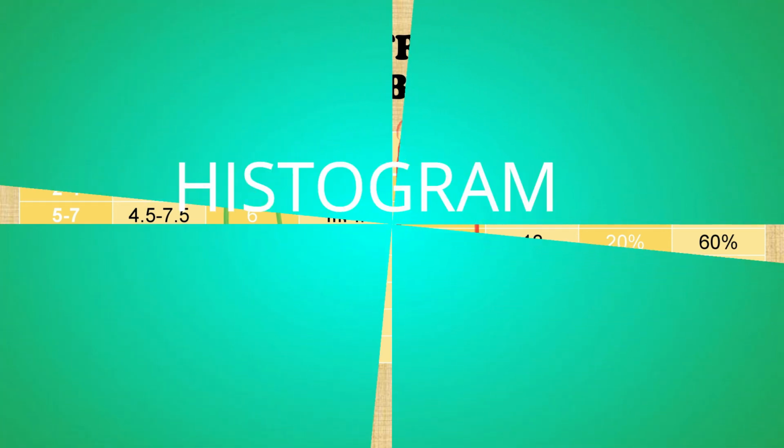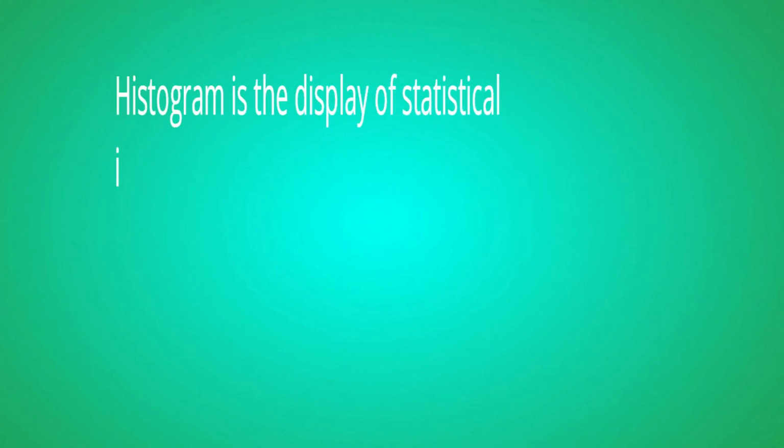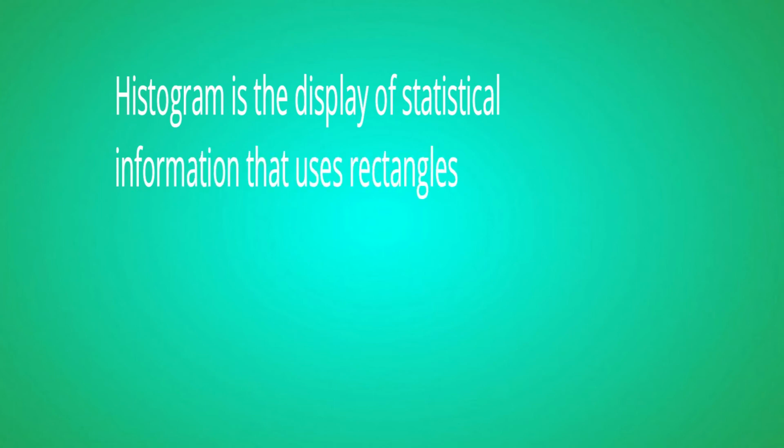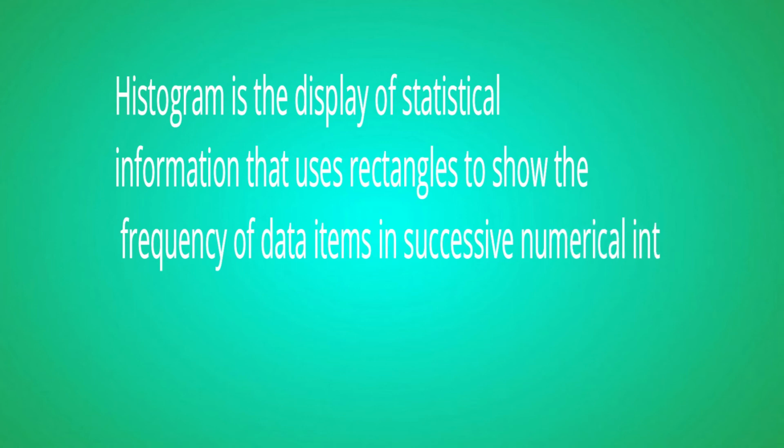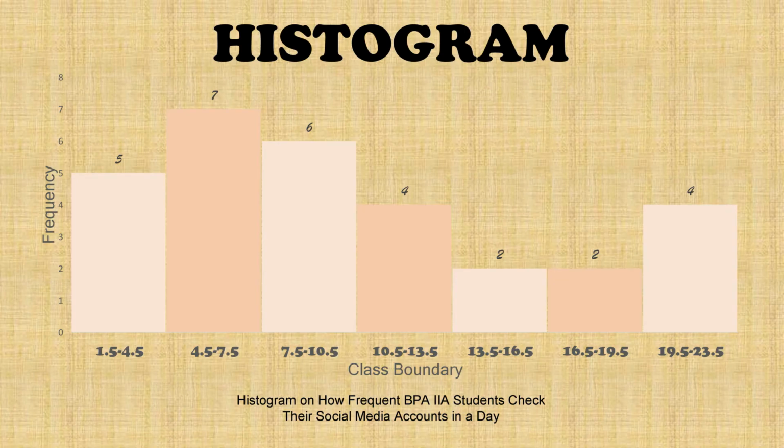And now we're going to discuss the histogram. A histogram is a display of statistical information that uses rectangles to show the frequency of data items in successive numerical intervals of equal size. And to present the histogram on how frequent the BPA-2A students check their social media accounts in a day, we will use the class boundary and the frequency of the grouped frequency distribution table.